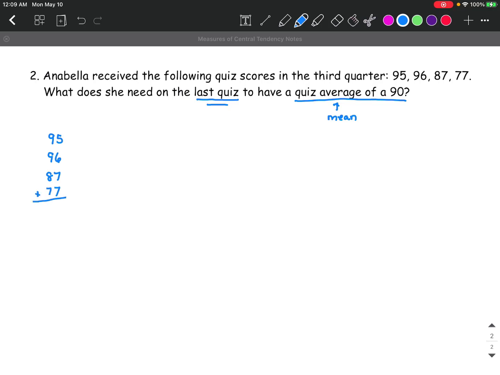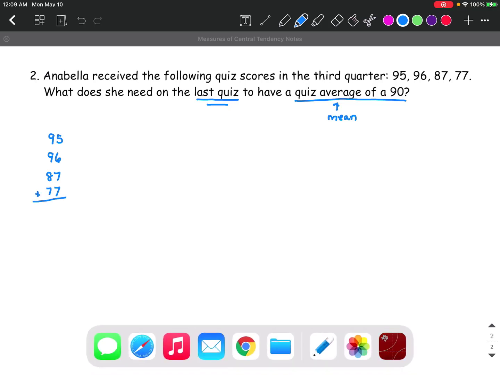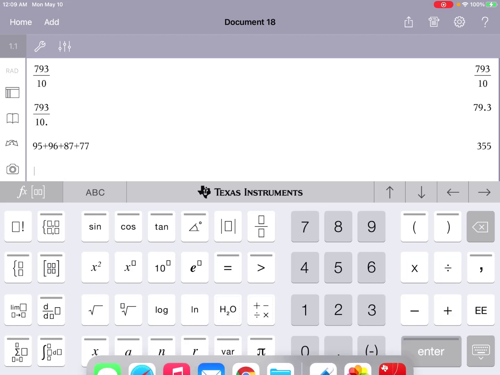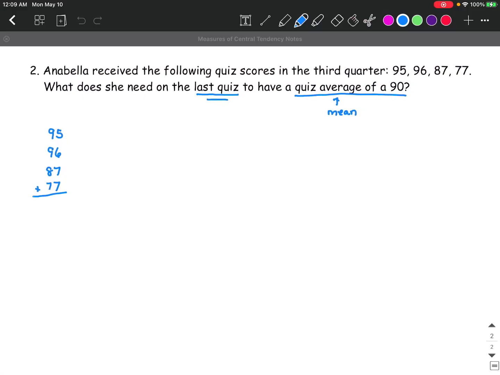And you know what? Let's go get our handy dandy calculator over here. And we're going to do 95 plus 96 plus 87 plus 77. And that's a total of 355. Okay, that total is 355. Now, thing is, she hasn't taken all her quizzes yet. She's already had 355, but she has one more last quiz to take.